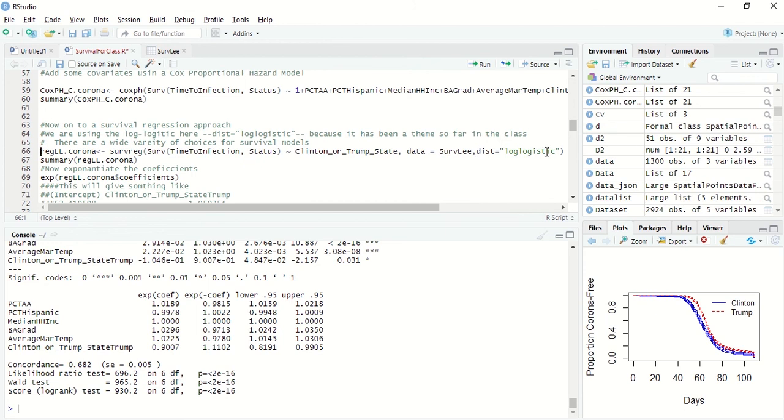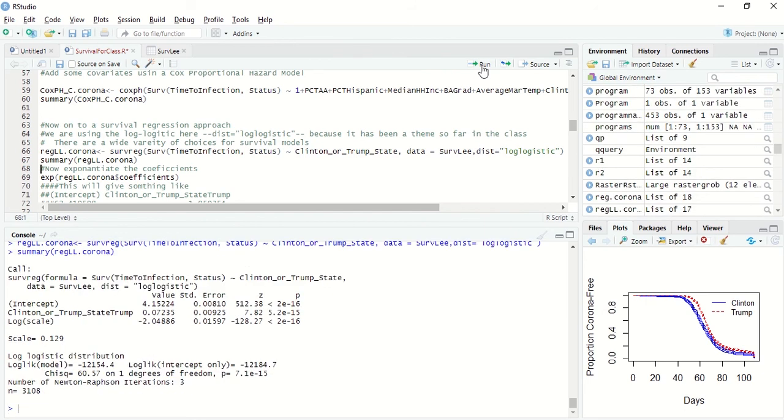And I picked the Log-Logistic because simply we've been using Log-Logistic elsewhere. Many people would start off with a Weibull, but we're going to pick a Log-Logistic. It works well here, and you'll see that in a moment. And we're going to run that the same thing. And we get our summary.